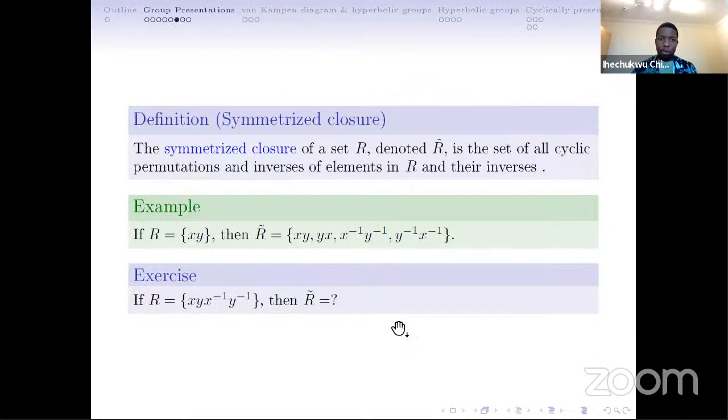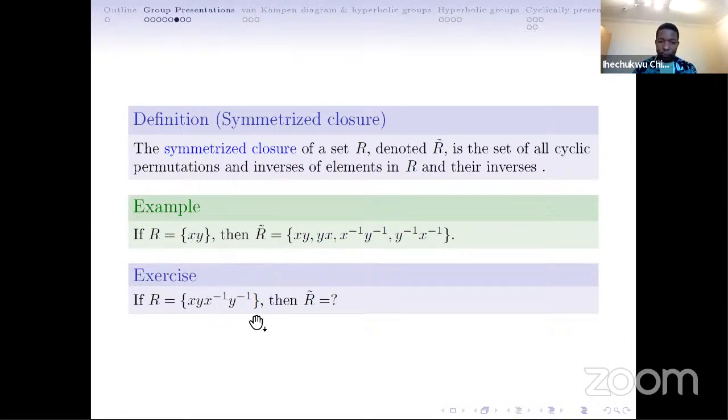Right. So if you have a set R, you can form something called a symmetrized closure of R. This is just the set R together with all the cyclic permutations of the elements of R and their inverses. So you have your R, for example, XY, you throw in all the cyclic permutations of this, and then the inverses. This is called the symmetrized closure of R.